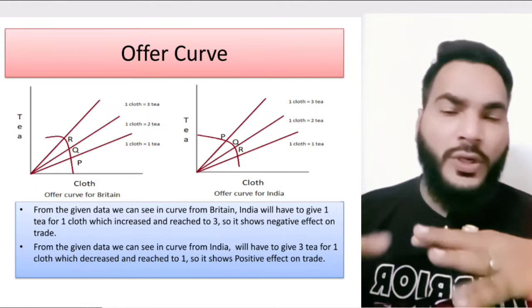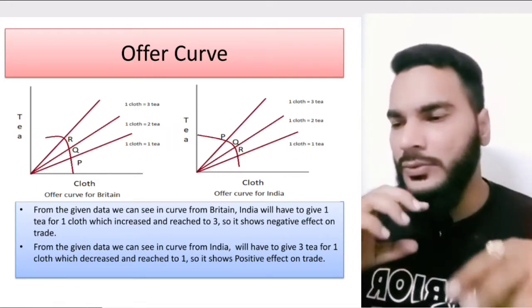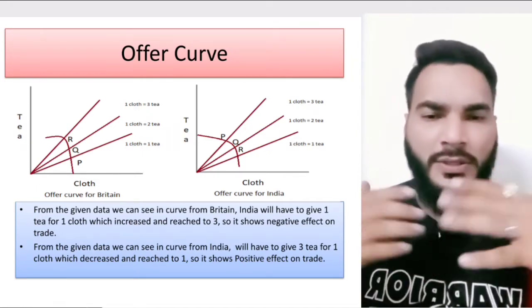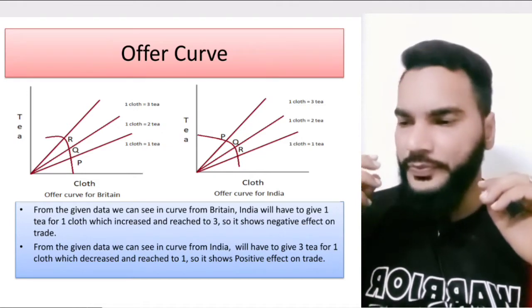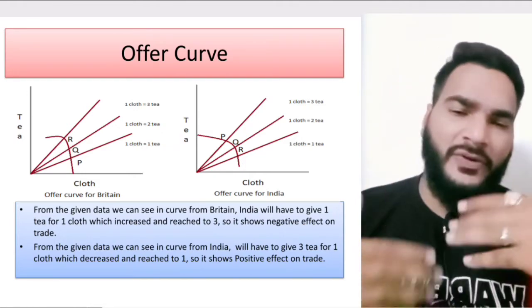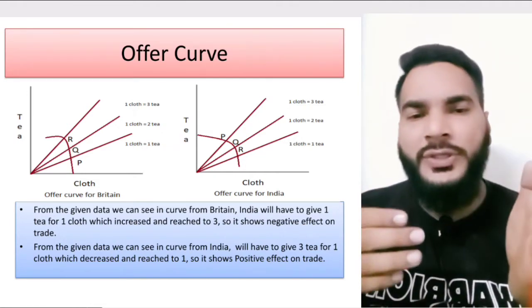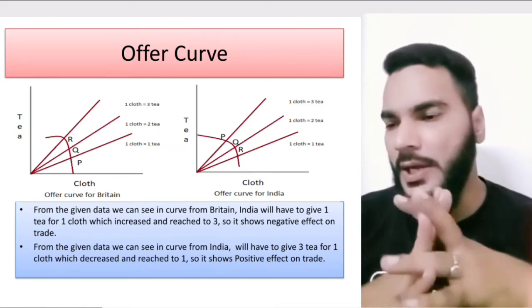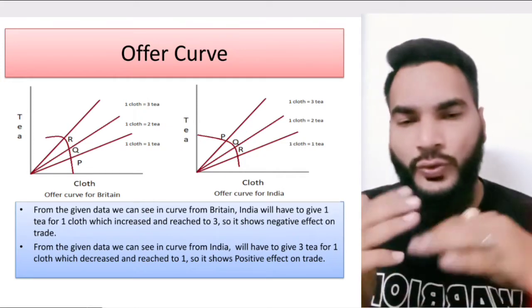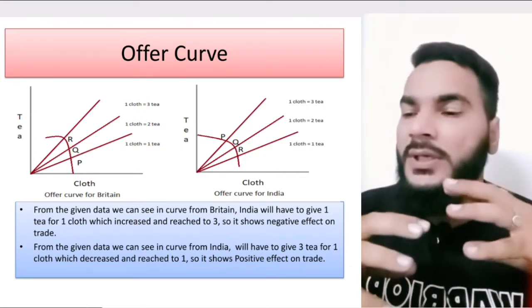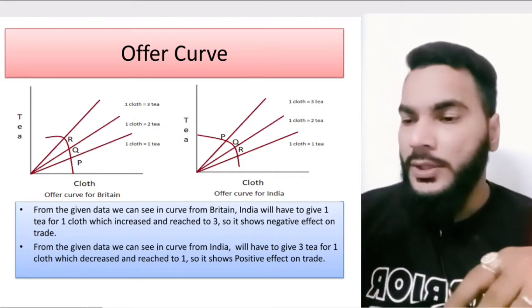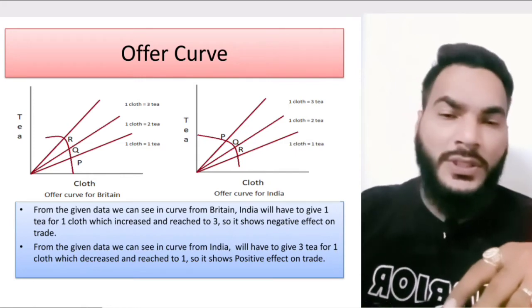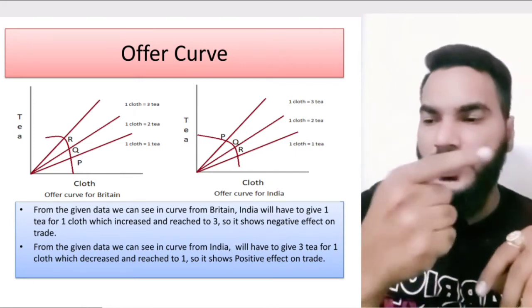The very simple reason is that at the initial stage there was only one unit. After some time they started getting 2 units in place of 1 unit, then 3 units in place of 1 unit. Now the second curve shows the goodness for the country of India. As you can see, this curve goes downwards, P, Q, R.